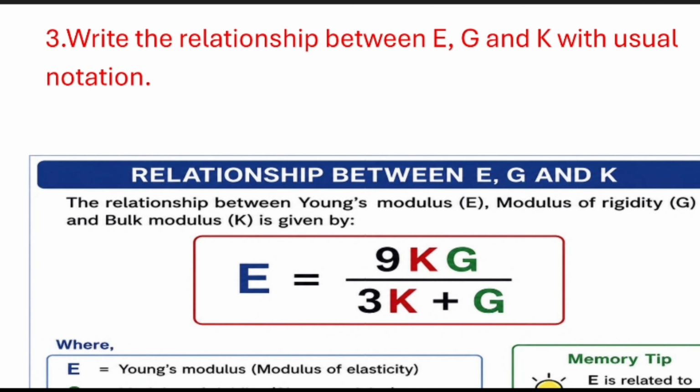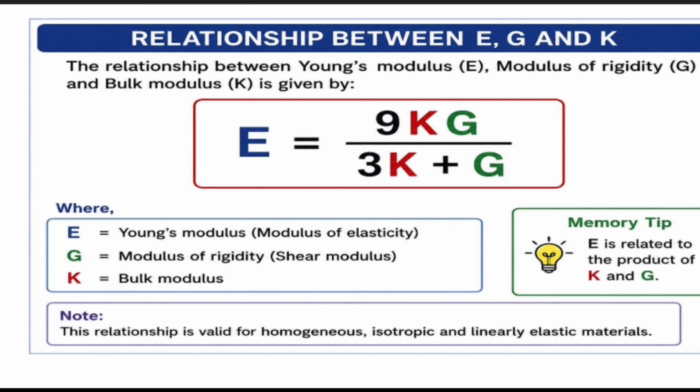Okay. Next is write the relationship between E, G, K, with usual notations. Coming to that relationship, this is the formula: E is equal to 9KG divided by 3K plus G. Here E is Young's modulus or modulus of elasticity, G is the modulus of rigidity or shear modulus, and K is the bulk modulus.